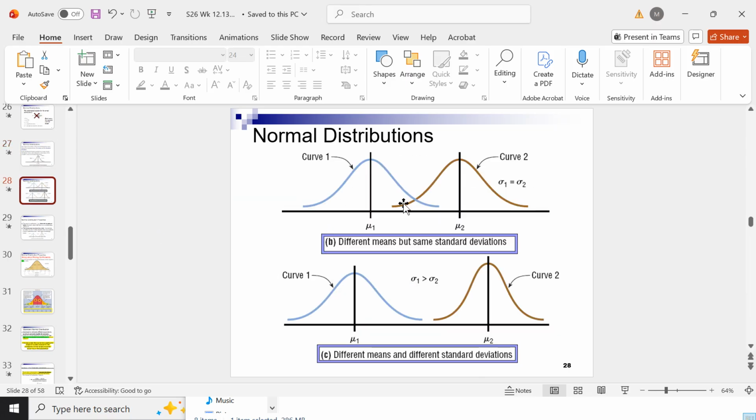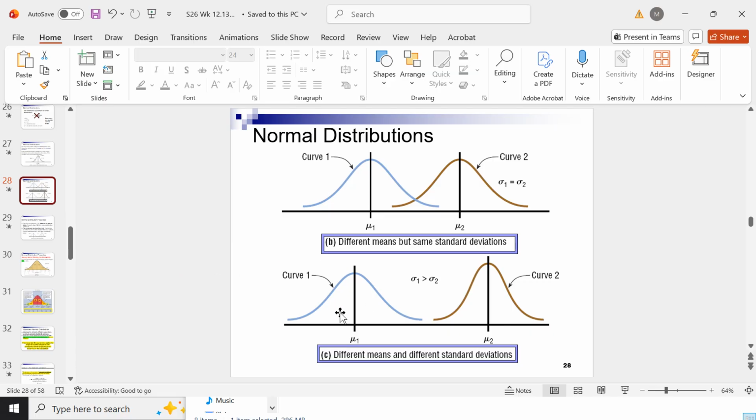Here I have two graphs with different means and the same standard deviation. Here I have two populations with different means and different standard deviations. In all cases, you can't compare them because they're not standardized.